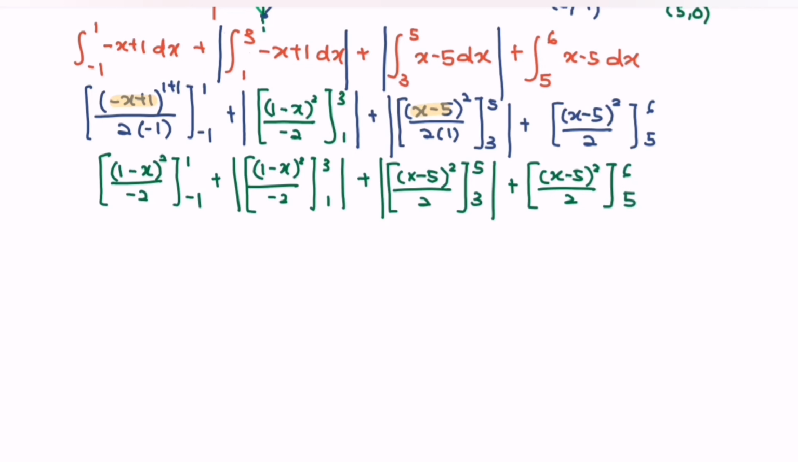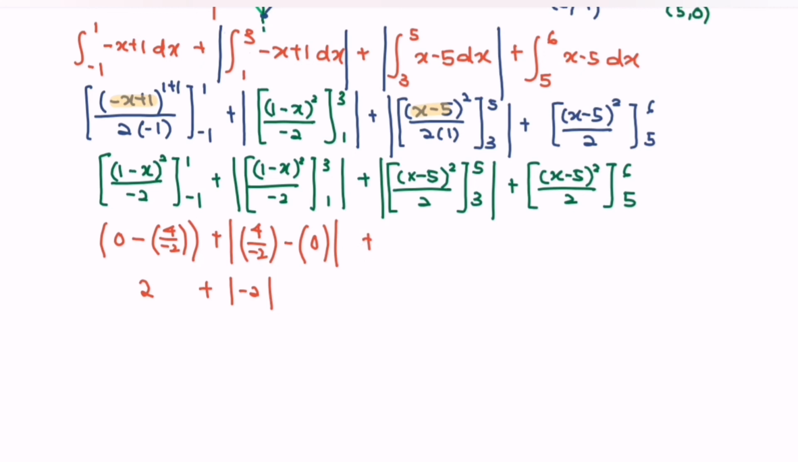Substitute the value. If we substitute 1, we will obtain 0 minus bracket 4 over negative 2. Simplify the situation and we will have 2, plus with a modulus. If we substitute 3, we will have 4 over negative 2 minus, if we substitute 1, we will obtain 0. So for this case, the answer is plus modulus negative 2.